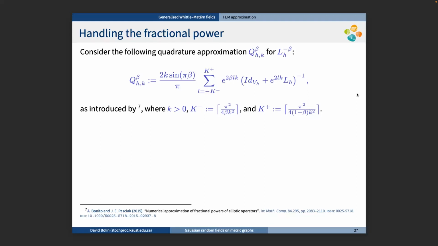That basically reads like this, that we approximate the inverse of L to the power of beta using a quadrature, basically like a quadrature approximation of a Balakrishnan representation of the fractional power. And then you can basically take that quadrature approximation that, as you see, is just a weighted sum of non-fractional inverses that you can actually implement easily in the computer.